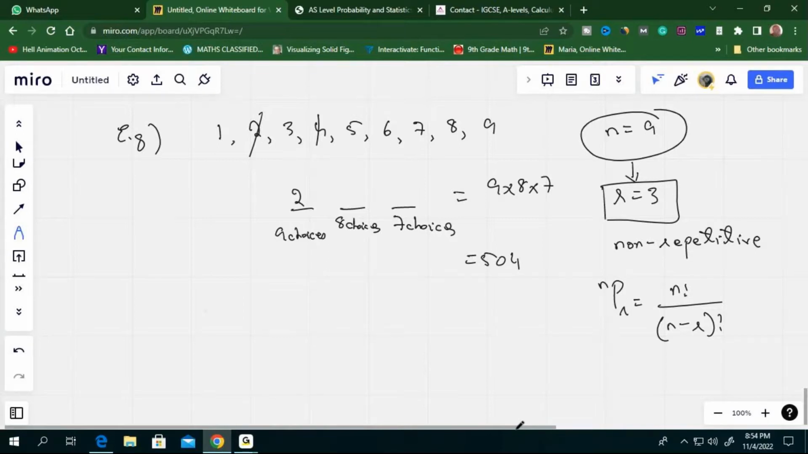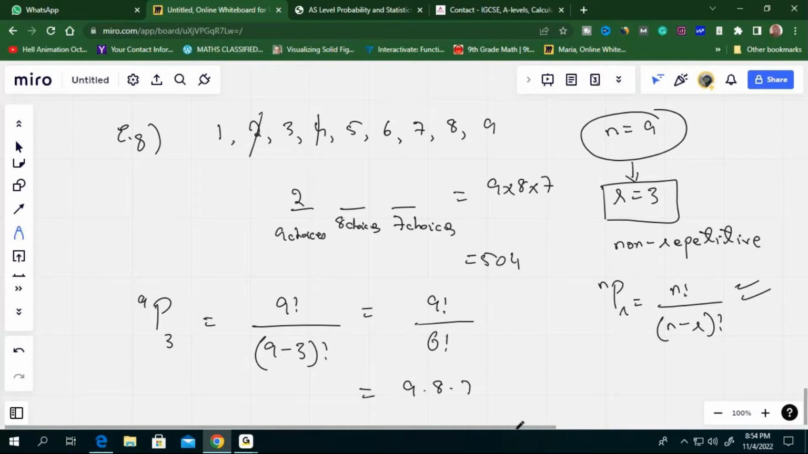Another method is the permutation method, written like this: 9 P 3. So it is 9 factorial upon (9 minus 3) factorial. It also gives you 504. It is 9 factorial upon 6 factorial. I can break it up: 9 into 8 into 7, and then 6 factorial upon 6 factorial. You cancel it, and you have the same 9 into 8 into 7, that is 504. Clear? We have 2 ways of doing this.